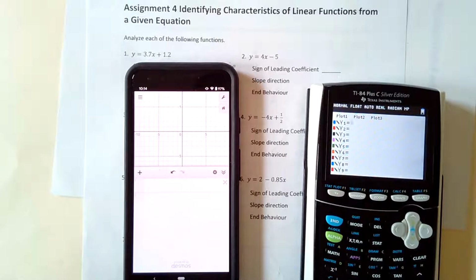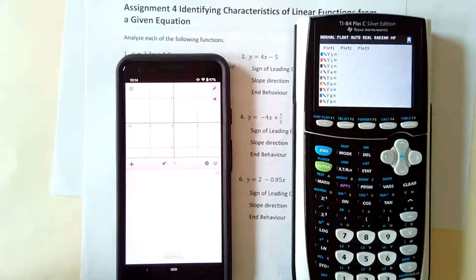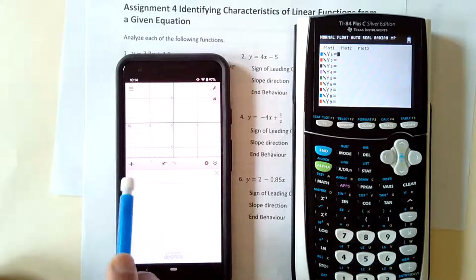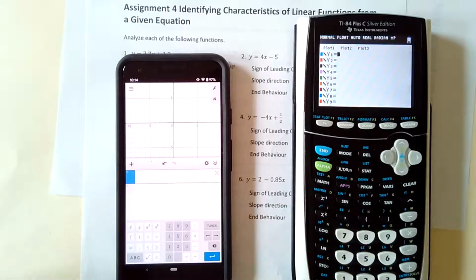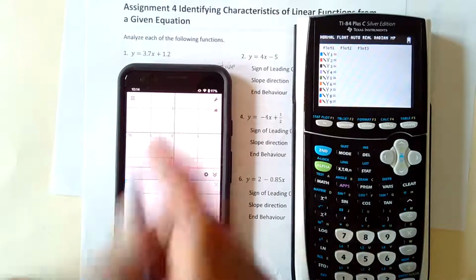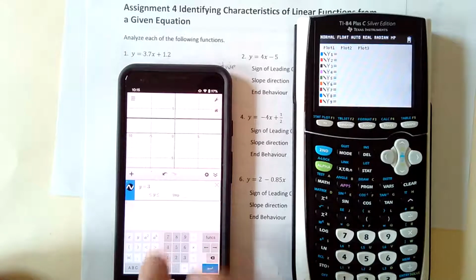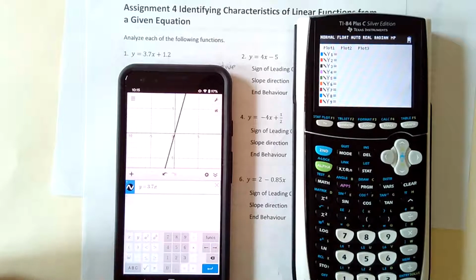Once you open up Desmos, you go straight to this cell here, this box here, and you'll just tap on it. And now you enter exactly what you see. The equation here is y is equal to 3.7x, and the graph comes up right away, plus 1.2. So that's my graph, make sure it's fine.